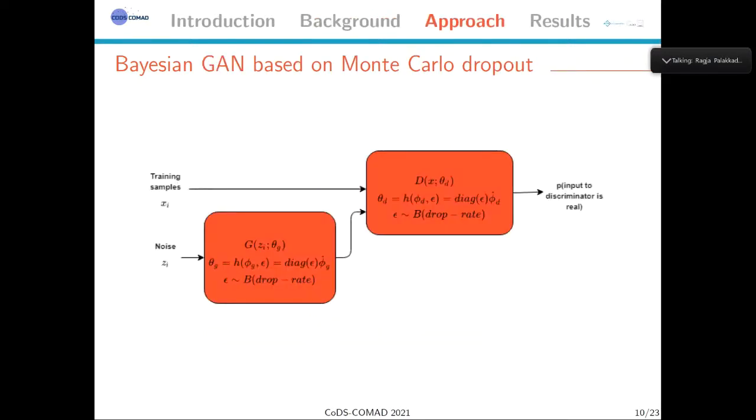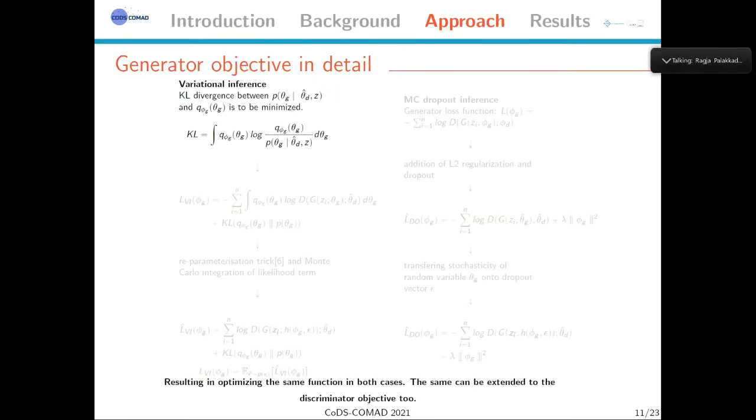Now we come to our approach, which is the Bayesian GAN based on Monte Carlo dropout. We can see that the random variables theta g and theta d can be expressed in terms of the variational parameters phi g and phi d with the help of epsilon, which is sampled from a Bernoulli distribution. I will show you the generator objective in detail. Variational inference starts with KL divergence, minimizing the KL divergence between the posterior and the variational distribution.